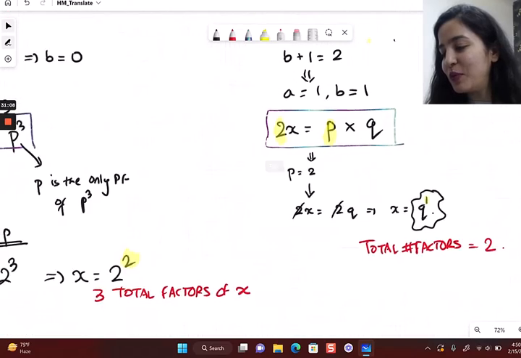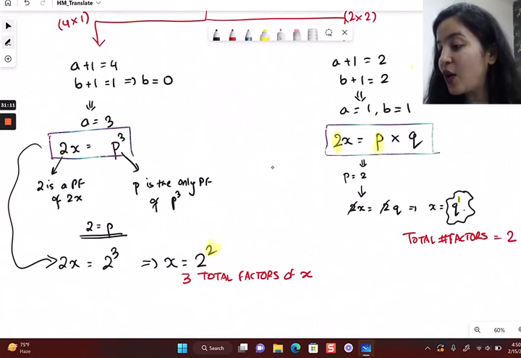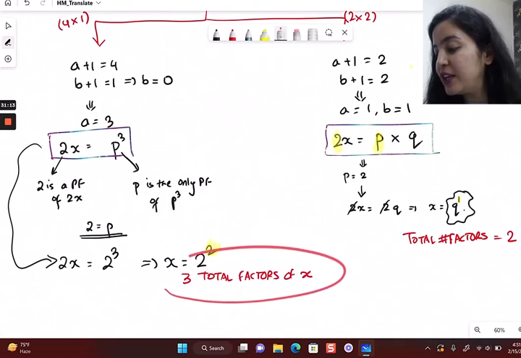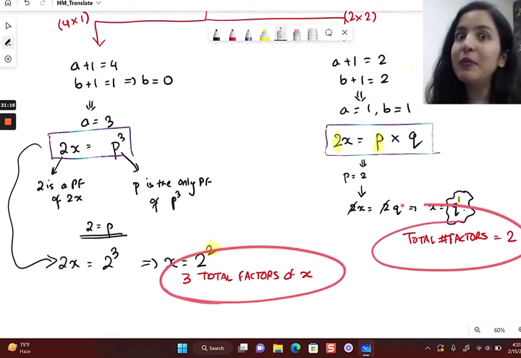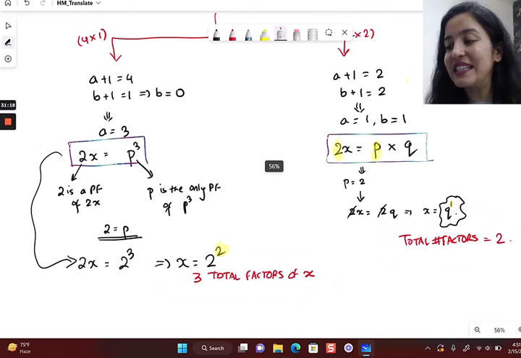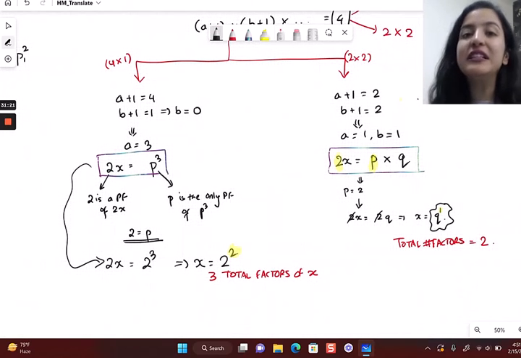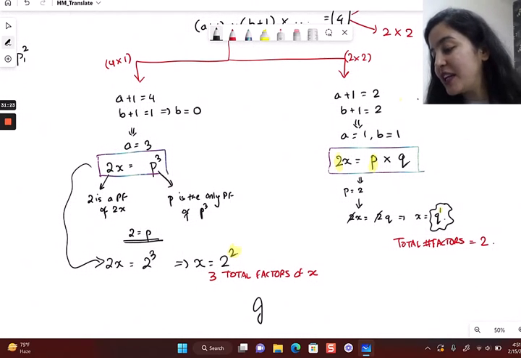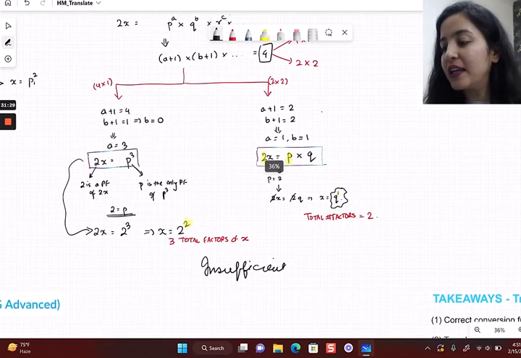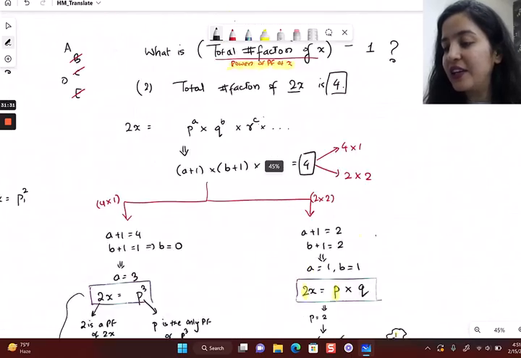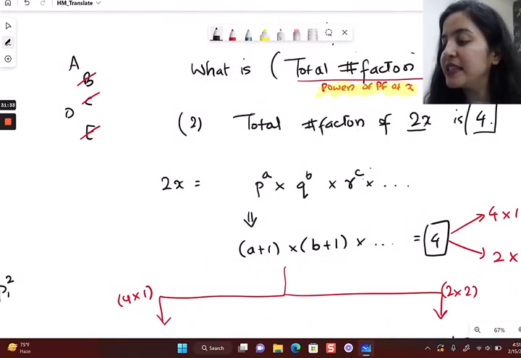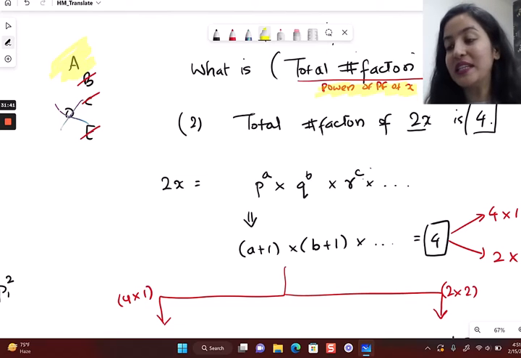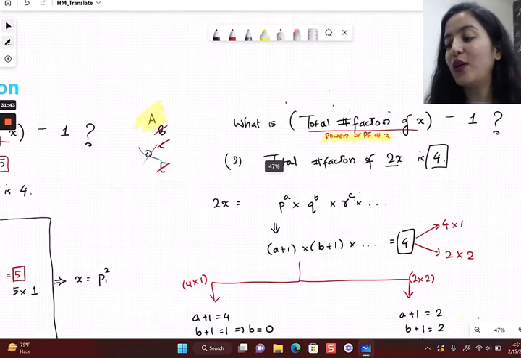Now look very carefully. What happened when I did both of these cases together? One case gives me 3 total factors of x, another gives me 2 total factors of x. So this statement is giving me different things in different cases. So statement 2 alone is insufficient. If I go back and look at the choices up top, because statement 2 is also insufficient, I'm going to reject choice D, and my correct answer is choice A. And this is how you had to do this question.